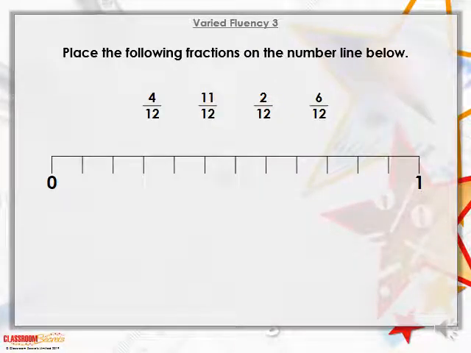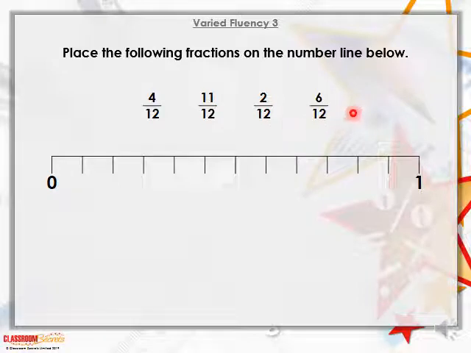Okay, so now we have a slightly different way that fractions are being represented, and this time it's on a number line. Okay, so the question says, place the following fractions on the number line below. So we know that this number line has been split into 12 because we can clearly see that the denominator on all of these fractions is 12.